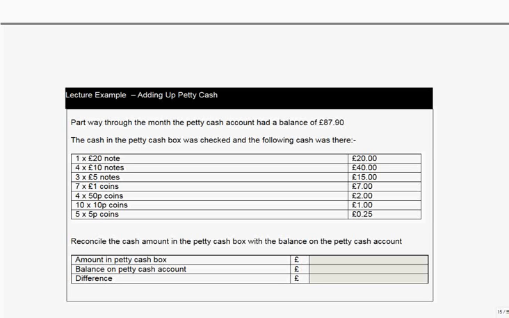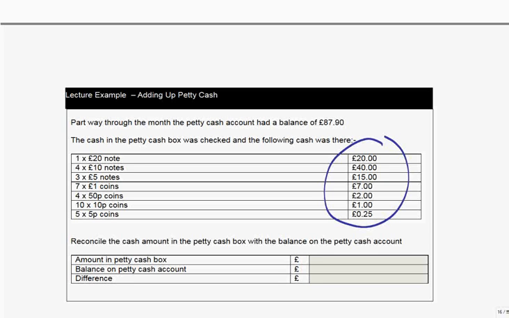Remember that pass mark, 70%. It's about trying to be as accurate as possible. So in a lecture example like this, or an exam question, because this is exam standard, just be careful, take your time. I suggest you pause the presentation and add up the amount of cash in that petty cash box for me. So I'd like you to add up this on your calculator, because that's what you're going to be asked to do in the exam. So pause the presentation now and have a go at that.